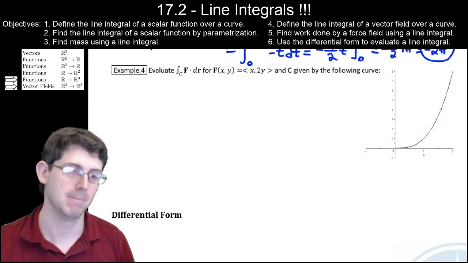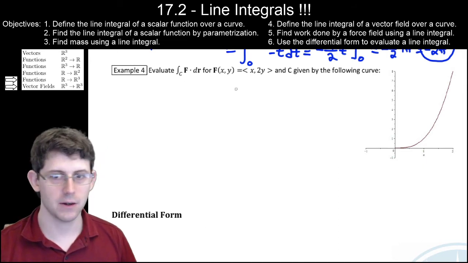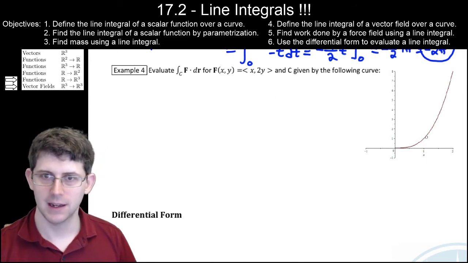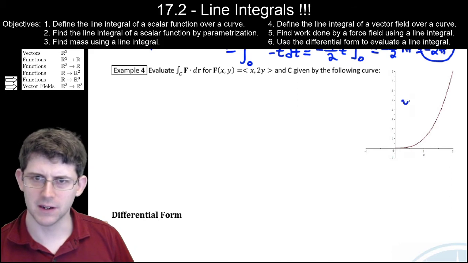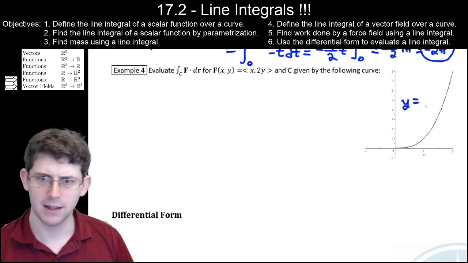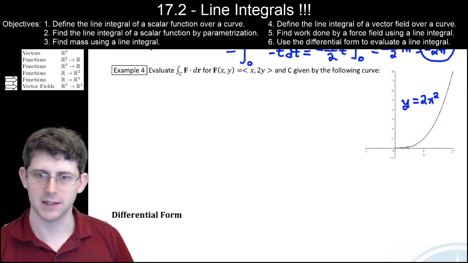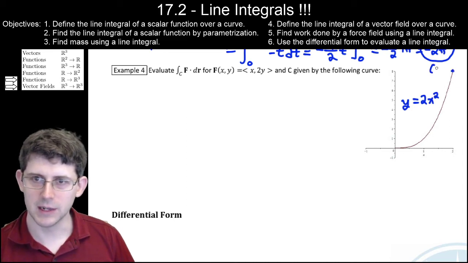Okay, let's do one more. So here I have a curve. And again, I don't have the equation of the curve here, but it looks like in my notes it's y equals 2x squared again, this curve. And we're going up to the point 2, 8.